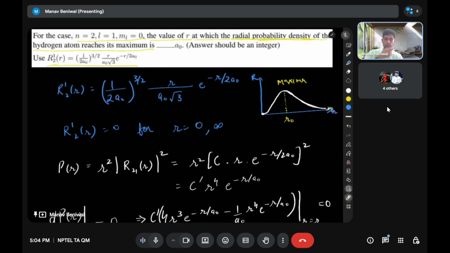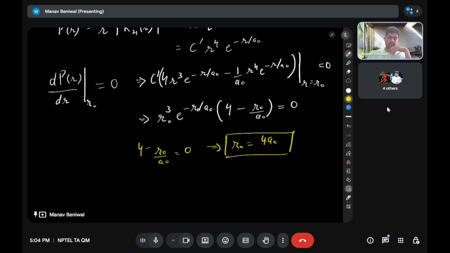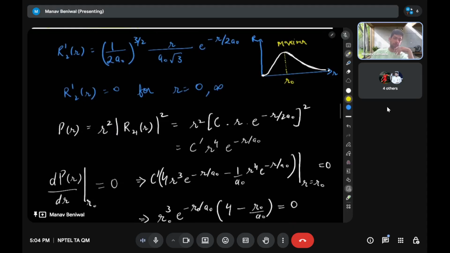We know that here the probability is not a maximum but a minimum, right? Here the probability is a minimum. So we are only left with one choice, and that choice is that 4 minus r naught by a naught is 0, or r naught is 4 times a naught. If you want to check if this is really a maxima, we can find the second derivative and see that it comes out to be negative. But you can do that as homework if you want.